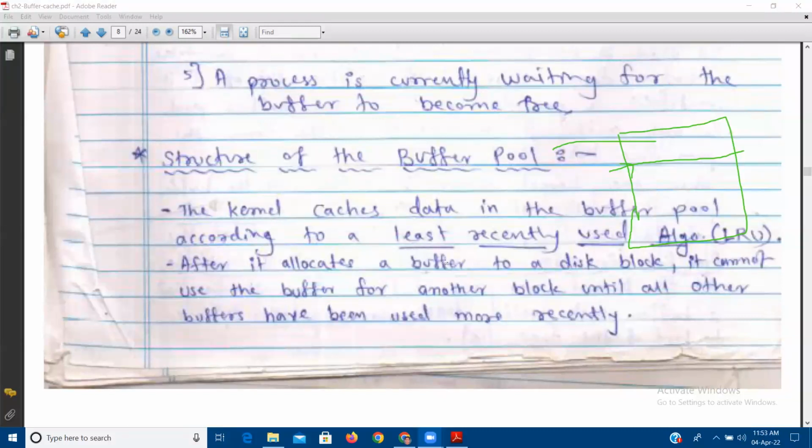So after it allocates a buffer to a disk block, it cannot use the buffer for another block until all other buffers have been used more recently, right?